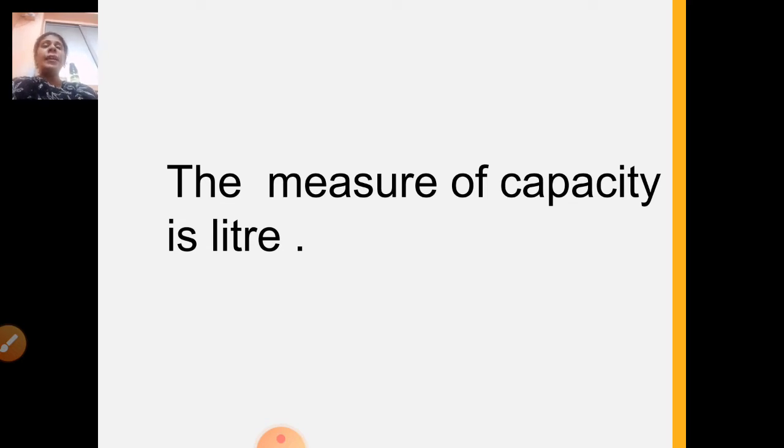Repeat after me, children. The measure of capacity is liter. Correct. The measure of capacity is liter. In the exam it can be asked in the fill in the blanks. So learn this properly. The measure of capacity is liter.